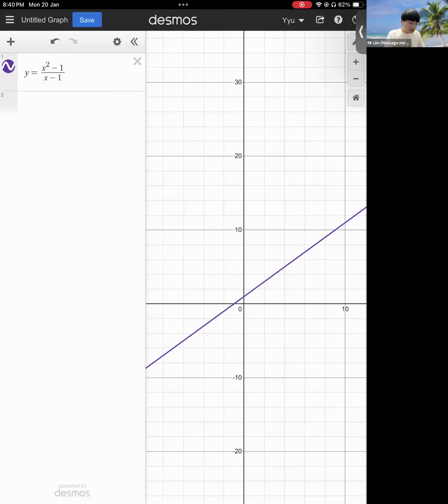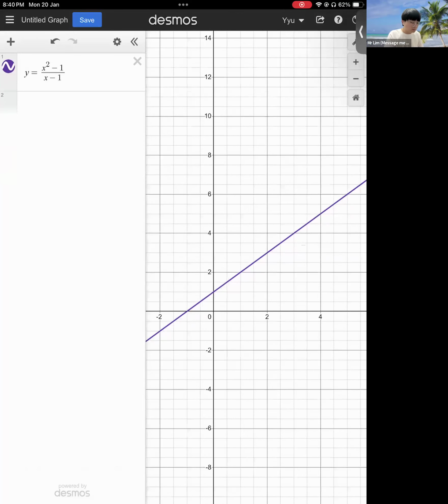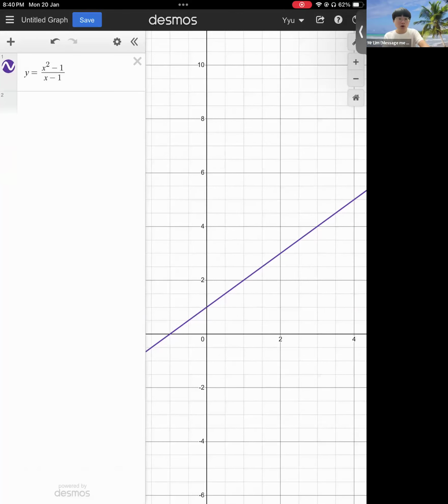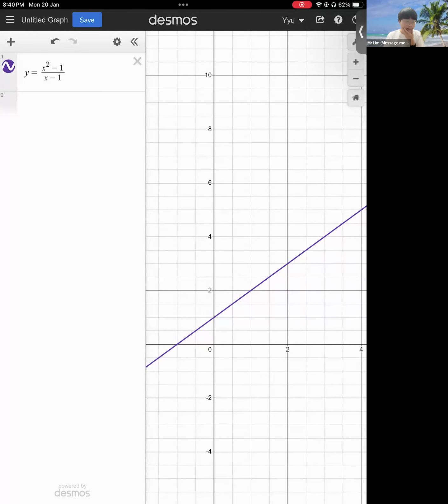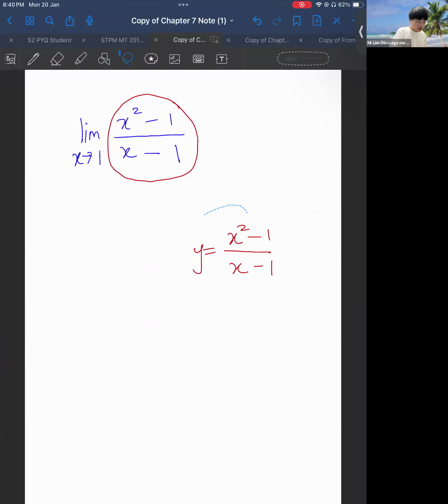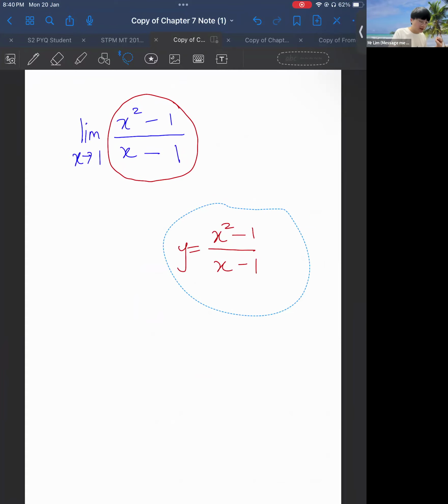Later you will see why. Okay, correct. y equals x squared minus 1 over x minus 1. Okay, it looks like a function like this. Now you say, teacher, this is just a linear function, right? Okay, later you will see why. Maybe some of you can already see why it is a linear function, right? x plus 1. Never mind, we will explain later.